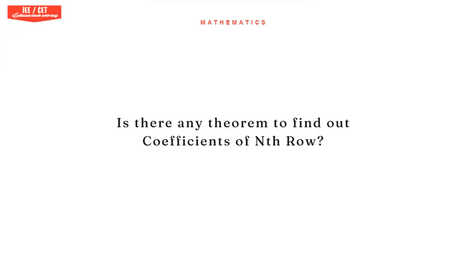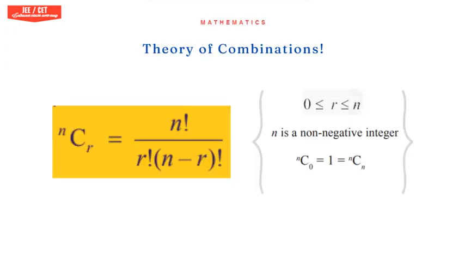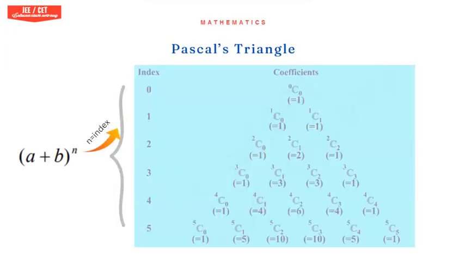Is there any theorem that enables us to find out the coefficients for index n without having to know coefficients for the previous index value? Yes, there is: the theory of combination. Earlier we observed that the coefficients follow a certain pattern. Using combination theory, we can generate values of the coefficients for any index n. The theory of combination says nCr equals n factorial divided by r factorial times n minus r factorial.